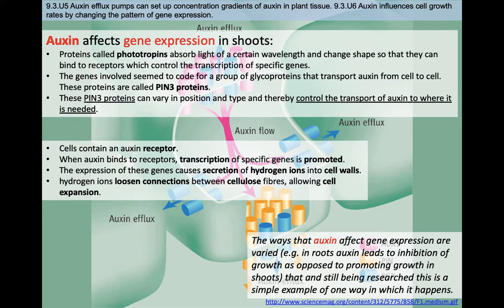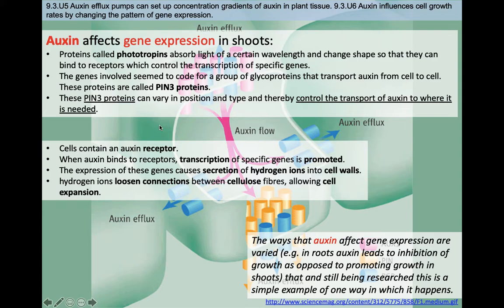When auxin binds to the receptor, transcription of specific genes is promoted, and the expression of these genes causes secretion of hydrogen ions into the cell walls. The hydrogen ions will loosen the connections between the cellulose fibers, allowing cell expansion.